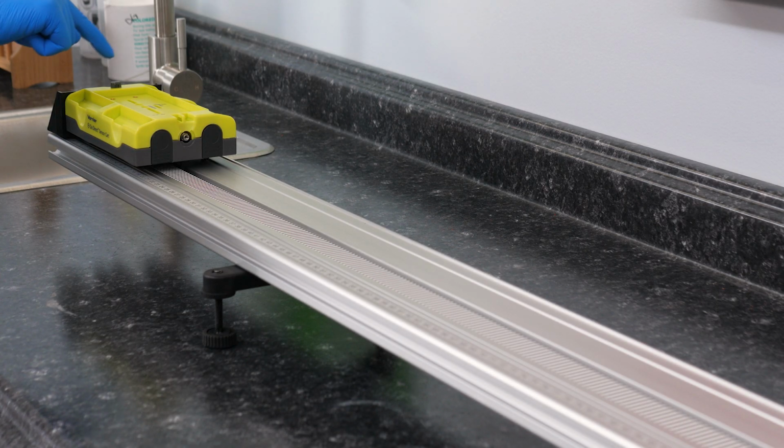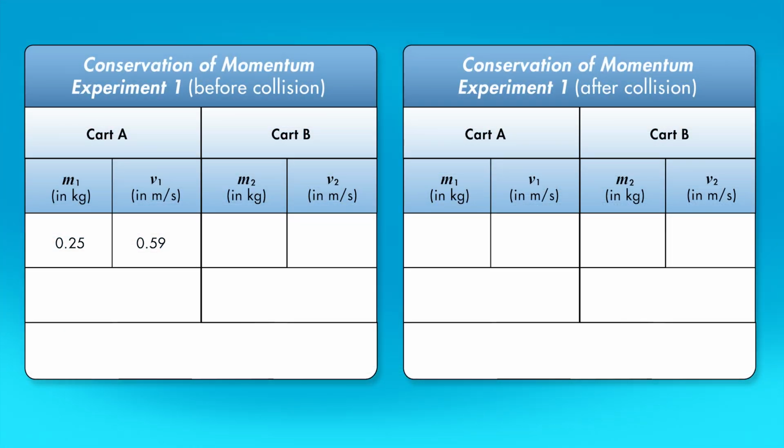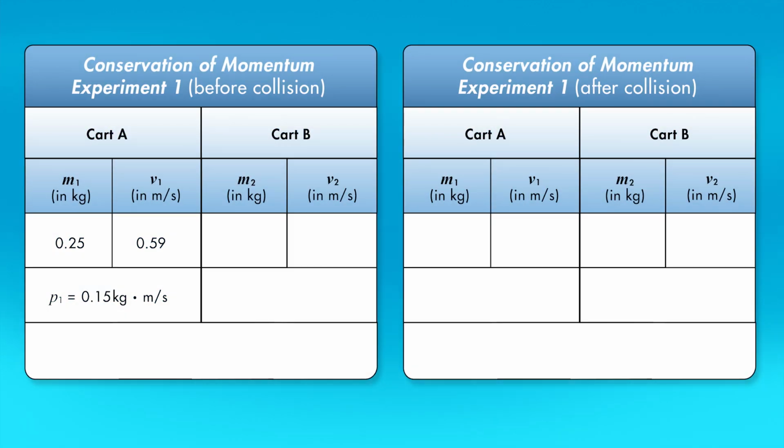When we launch cart A, it quickly reaches a velocity of 0.59 meters per second, which we label v sub 1. Here is a summary of all the data we have collected so far. Since we know the mass and the velocity of cart A, we can calculate its momentum, which we label p sub 1. We see that the momentum of the cart is 0.15 kilograms times meters per second. Here is all the data for cart A before the collision.